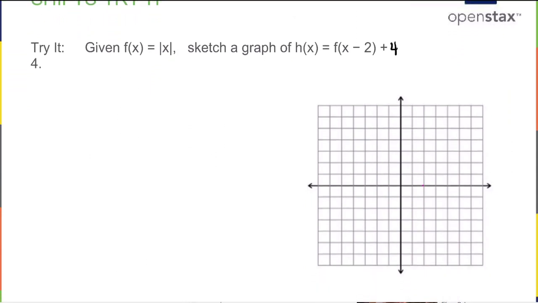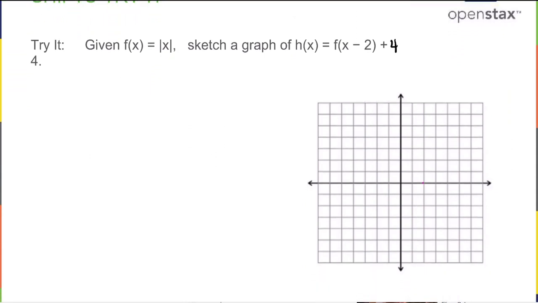Alright, so you guys try to sketch the parent graph or our toolkit function graph and the graph of the transformation. So pause the video, try it, and when you come back, we'll graph it. We'll go over it.